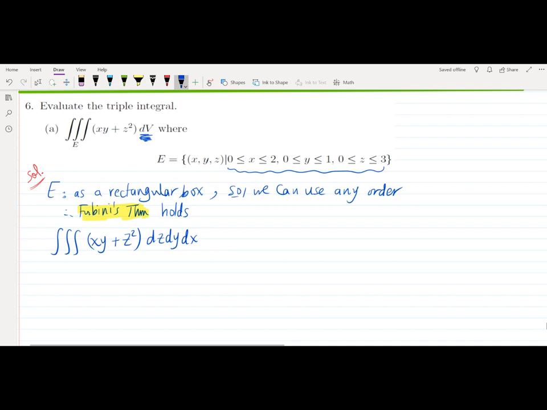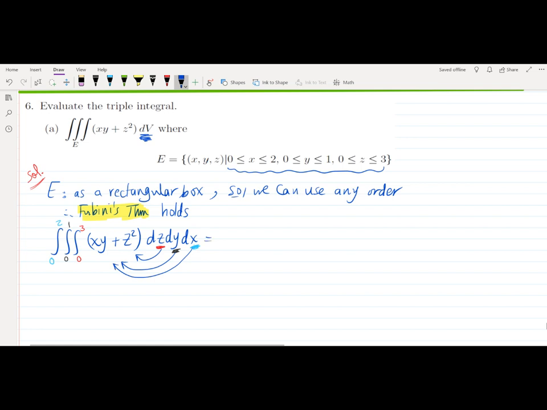So the limit of z, which is the first one, is from 0 to 3. And the limit for y, which is the second one, is from 0 to 1, with the same color. And the limit for the third variable, which is x, is from 0 to 2, with the same color. Exactly like what we did in the double integral, we will evaluate for the first, then for the second, which is y, and then for the third, which is x.